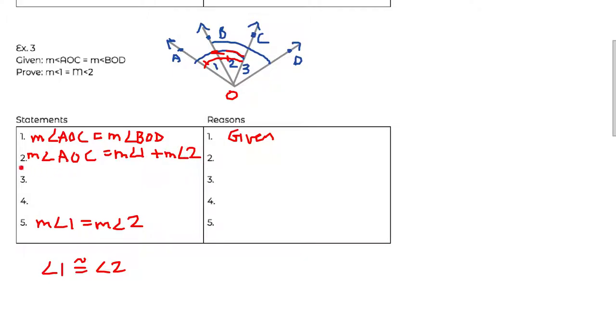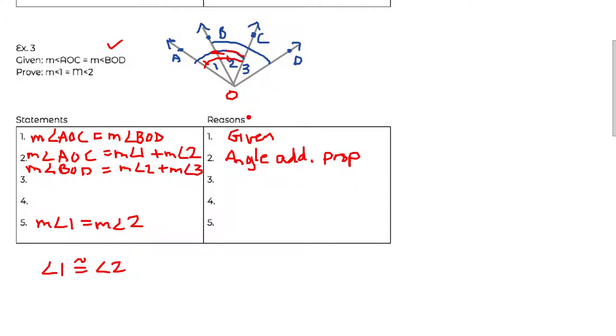And we can say the measure of angle, the other big one right here, BOD, equals the measure of angle 2 plus the measure of angle 3. And the reason we can do that is the angle addition property. Angle addition prop.